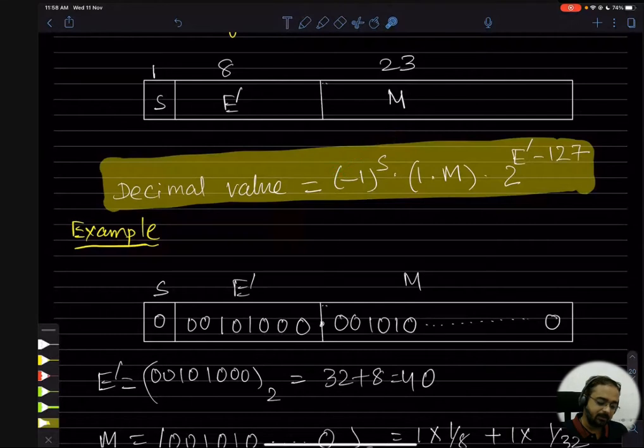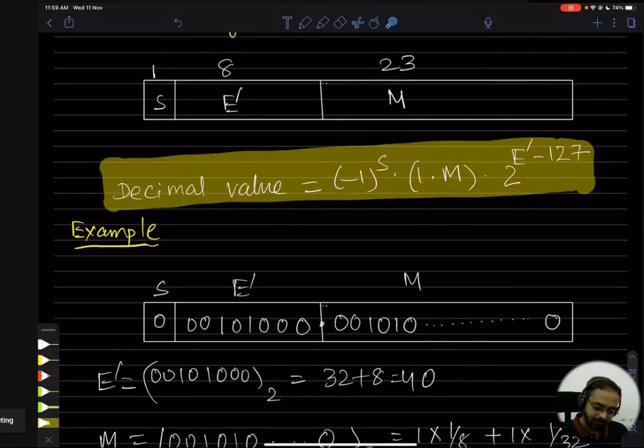Then we know that we have to represent the fractional number. So it is always represented as 1 point mantissa. This is the mantissa or the significand. Okay, so this is the representation. 1 is inherent, you don't have to store 1, that's why we got 23 bits in the mantissa.